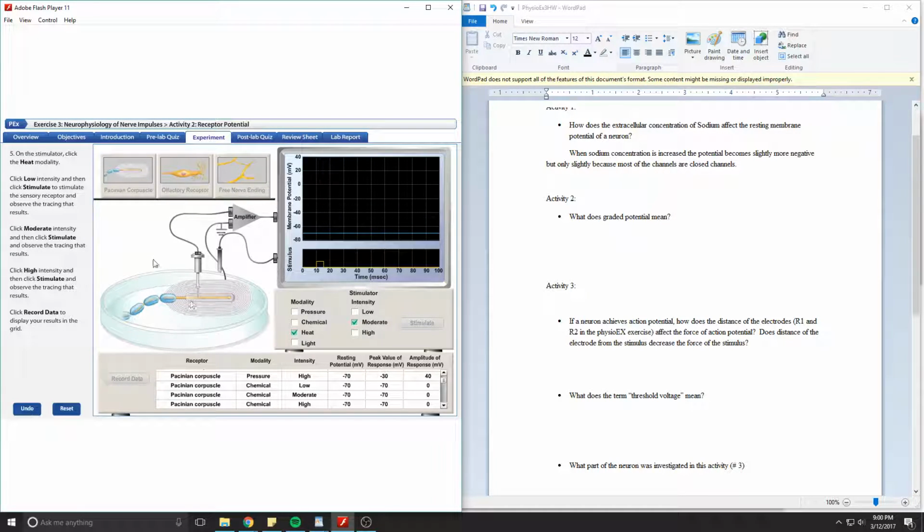This would probably make a lot more sense if I knew what this thing was. But, you know, that's okay. I think it's just showing that this is like a type of receptor, and it's showing which receptors respond to what. So this one obviously is meant to sense pressure.